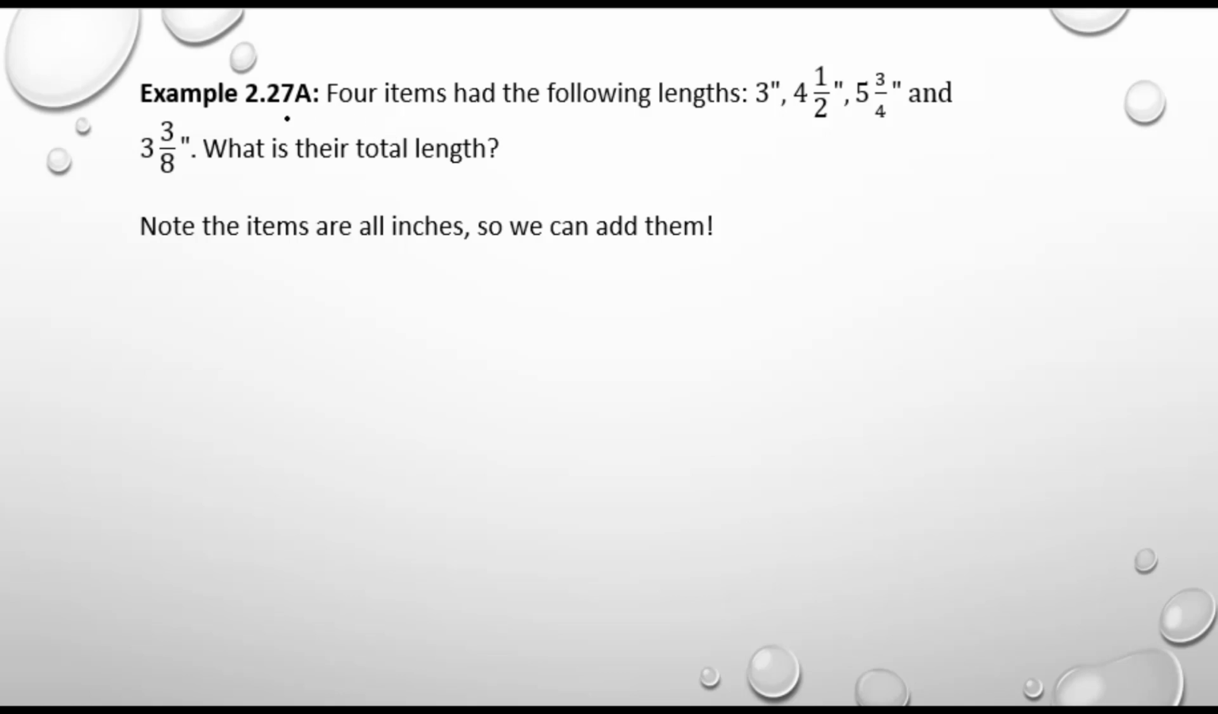Okay, so in this, which is the last one you're responsible for, and the last one of the chapter, we have 4 items, and here are their lengths, and we want to add them together. So we want to find their total length. Note that they are all inches, right? All inches. That designates an inch. So we can add them. Now, if one was an inch and one was a mile, you couldn't add them, right? You can only add dogs and dogs. You can't add cats and dogs, no matter what.